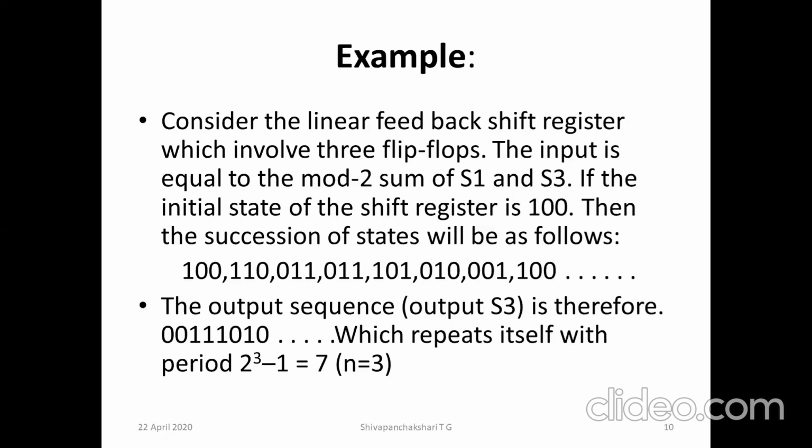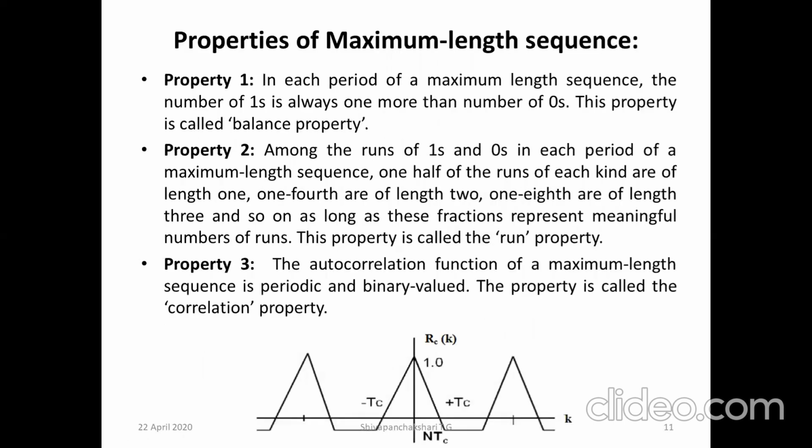So the output sequence is taken out as 0, 0, 1, 1, 1, 0, 1, 0, which repeats itself with a period of 7. That is 2 power 3 minus 1. The 3 is because of 3 flip-flops. These maximum length sequences have certain properties, as I said already. The 3 properties are identified in these sequences.